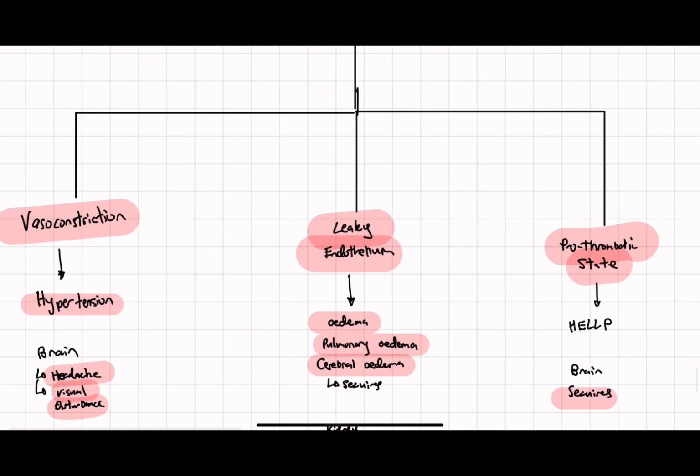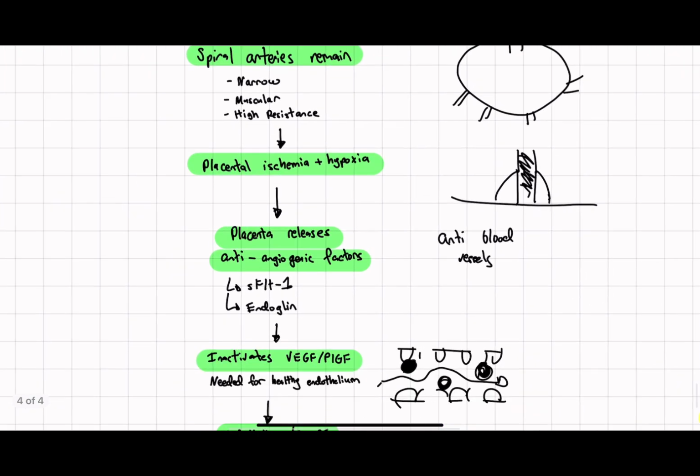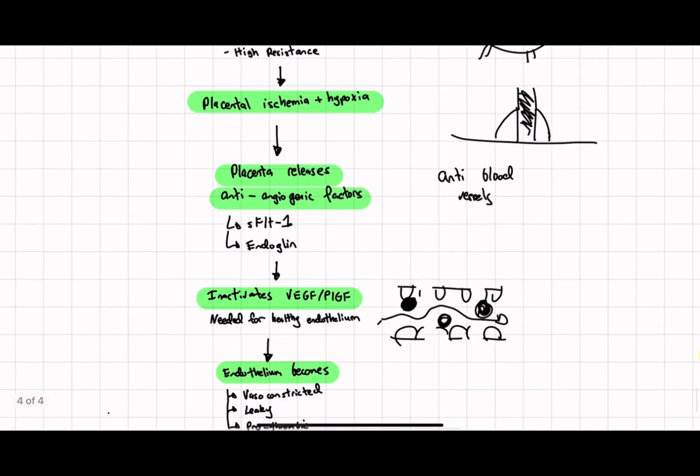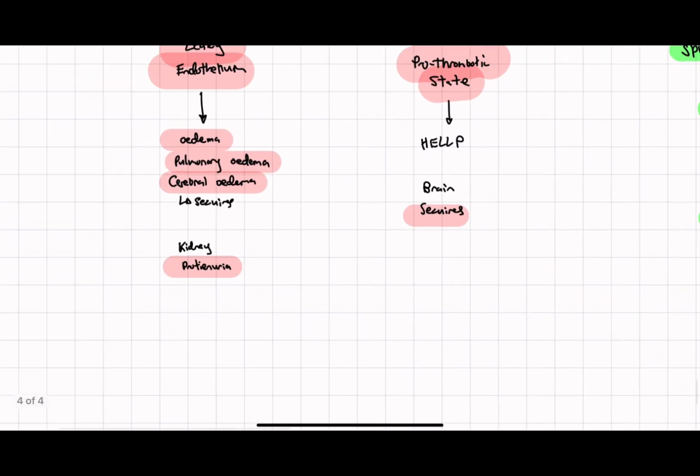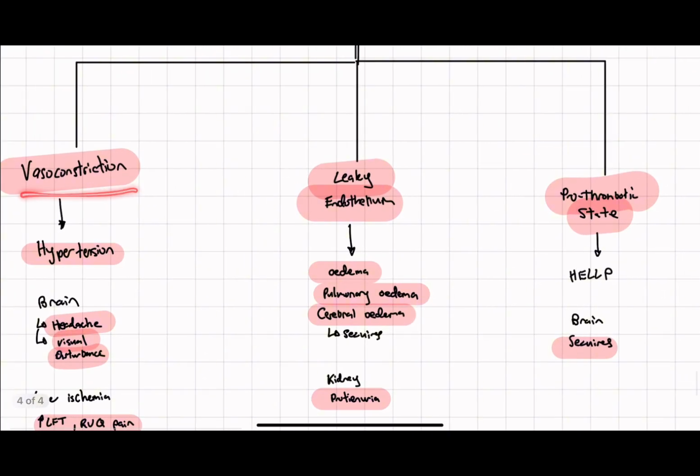You have your vasoconstriction. As I said, when you have inhibition of the VEGF and PIGF, what's going to happen? You're going to get vasoconstriction of blood vessels. You're going to get leaky endothelium. It's going to become more leaky, as we said, and it becomes prothrombotic. And all of these will cause effects. So these are going to have end organ effects and effects across the body.